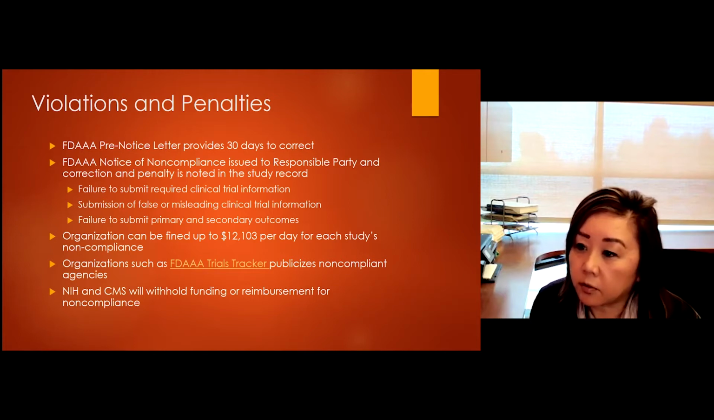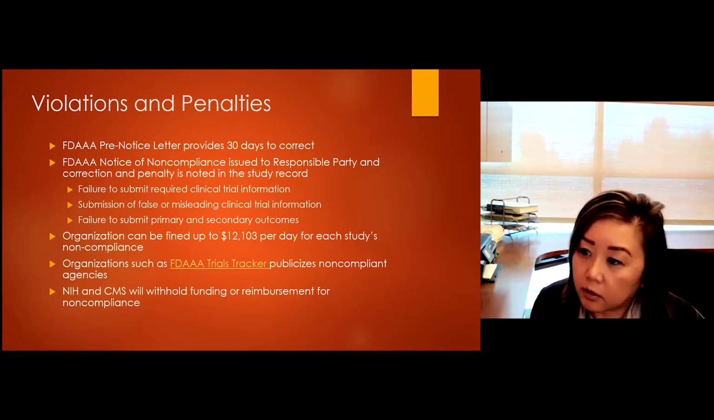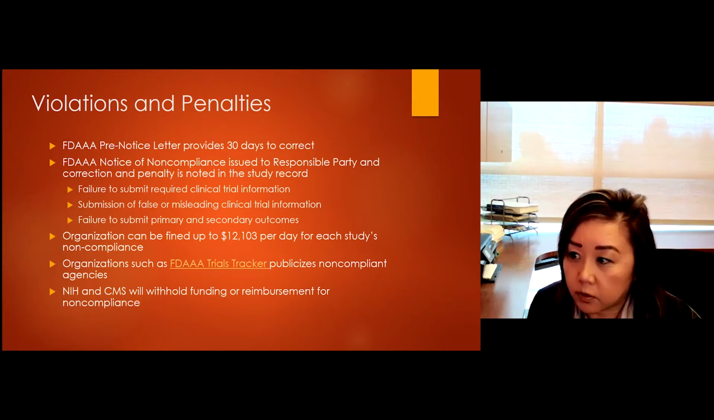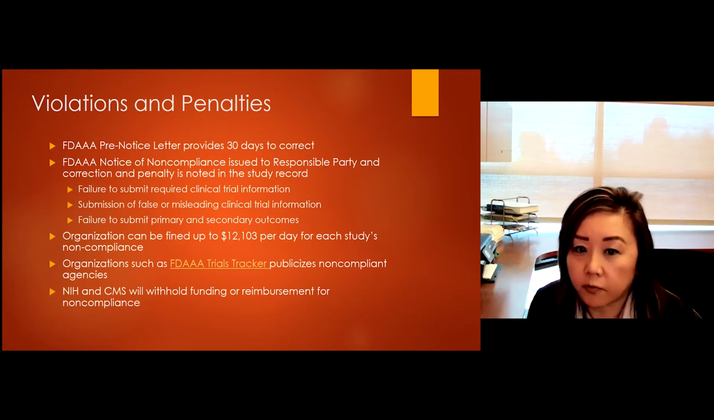So for failure to submit, there are three ways that they'll indicate: either failure to submit required clinical trial information, submission of false or misleading clinical trial information, or failure to submit primary and secondary outcomes. The organization can be fined up to $12,000 per day for each study's non-compliance. Organizations such as FDAAA Trials Tracker publicize non-compliant agencies, and NIH and CMS will withhold funding or reimbursement for non-compliance.